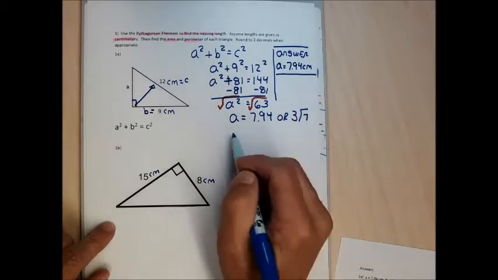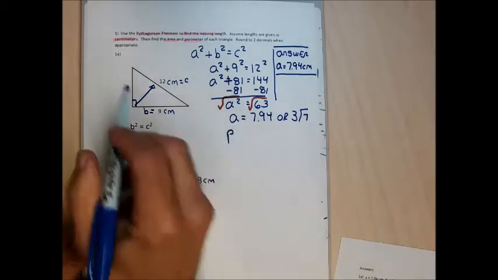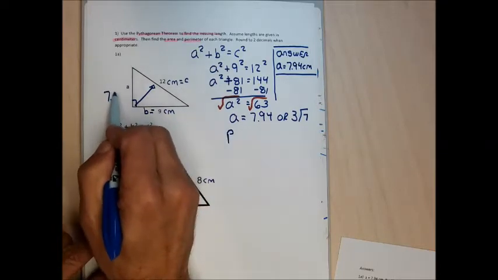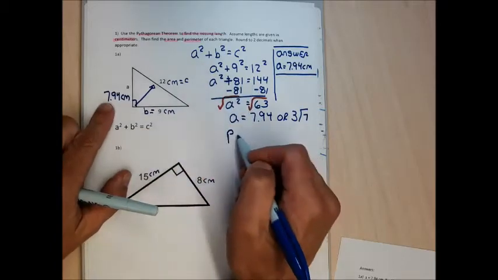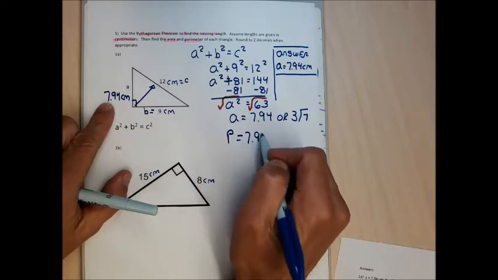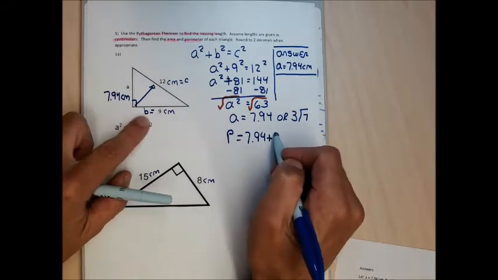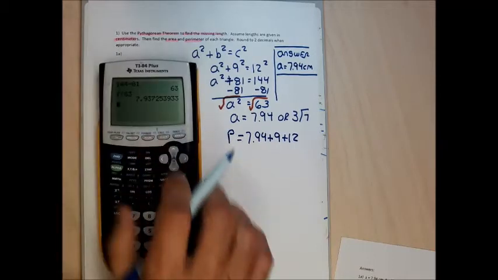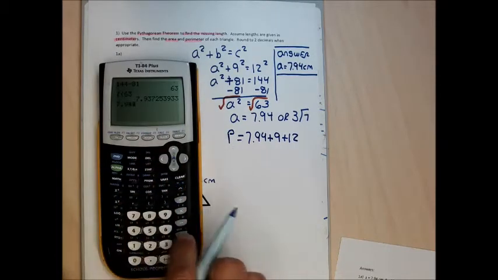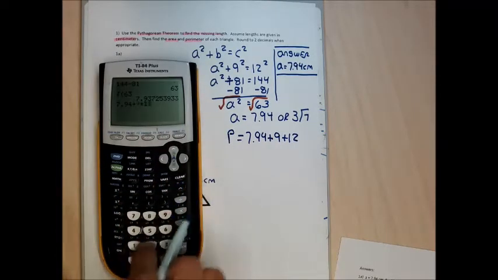The next thing I'm going to do is find the perimeter. And to find the perimeter of any triangle, you just add up the length of the 3 sides of that triangle, and I'm just going to add up the 7.94, the 9, and the 12. I think I get 28.94, but my calculator will make it so I don't make a mistake.